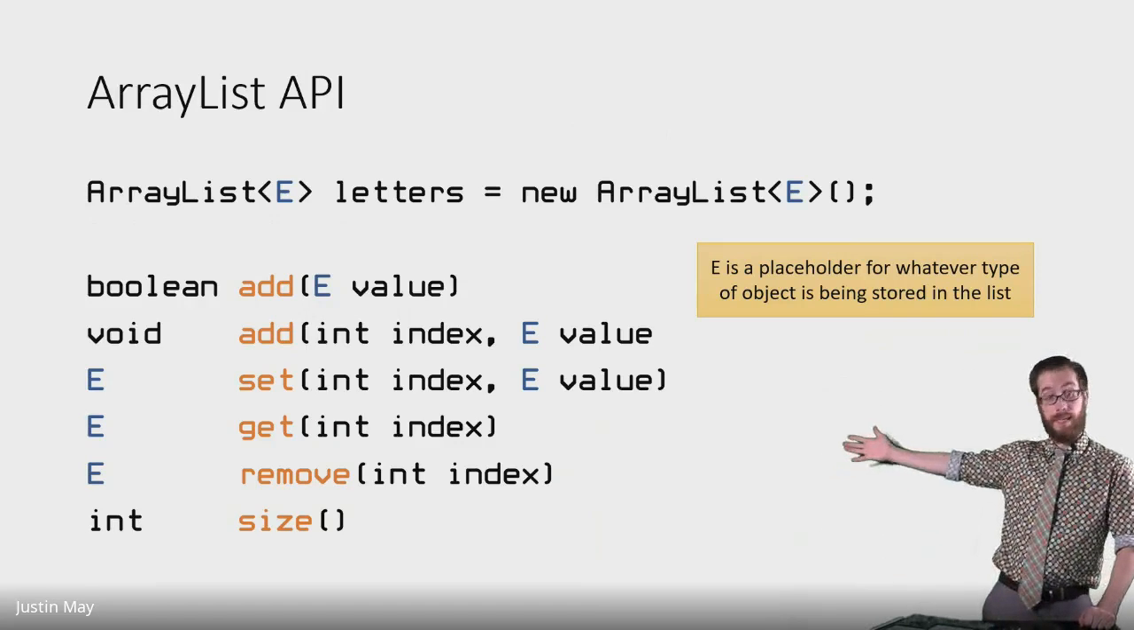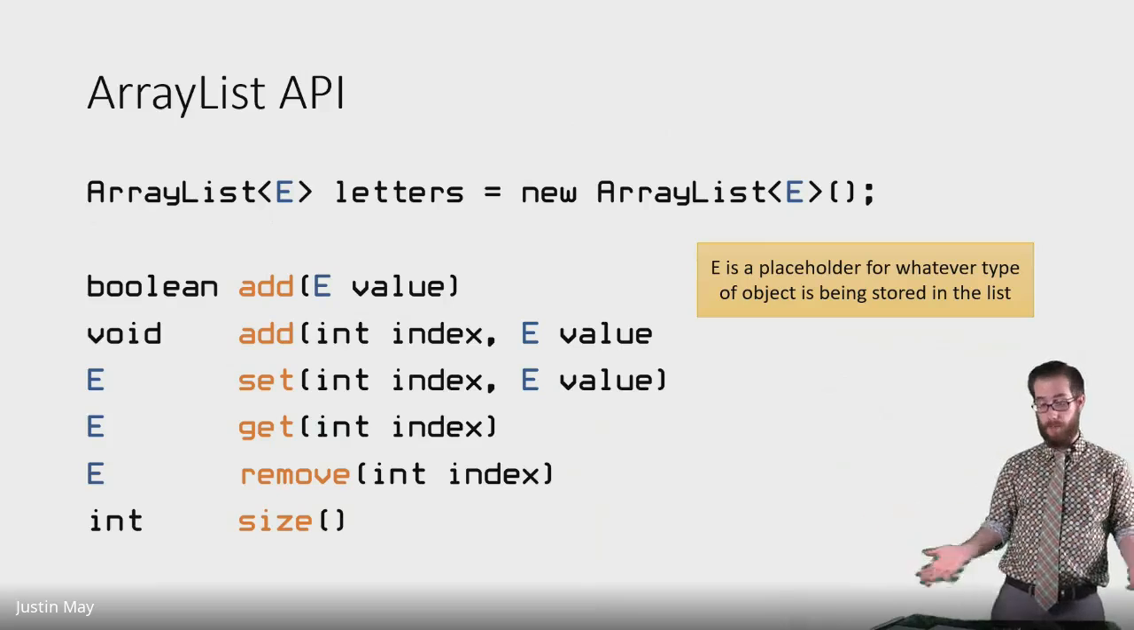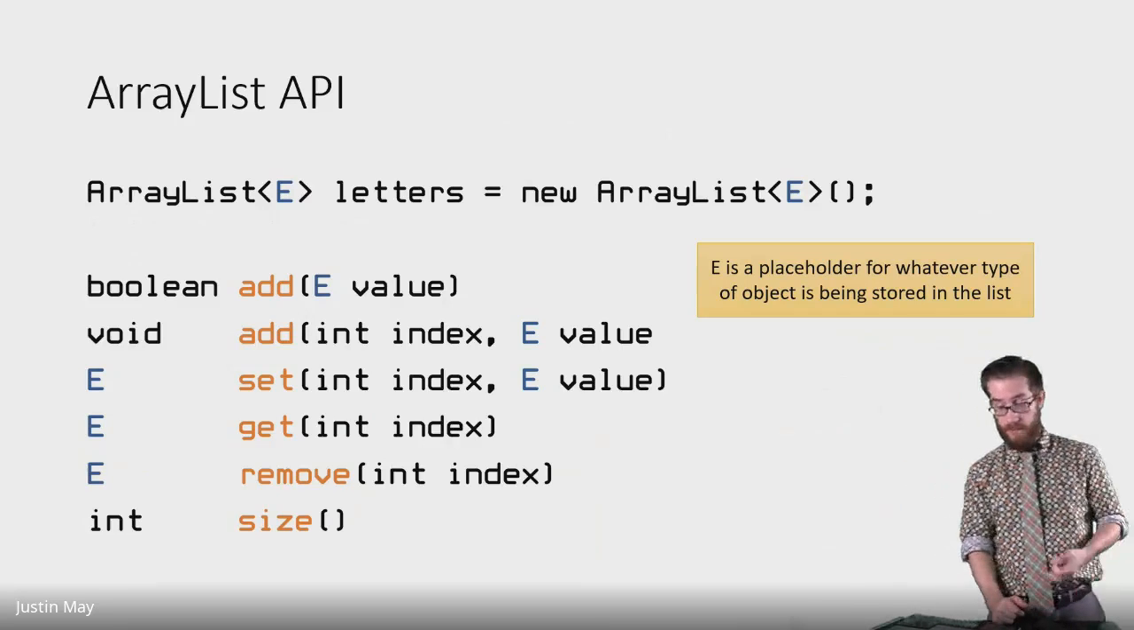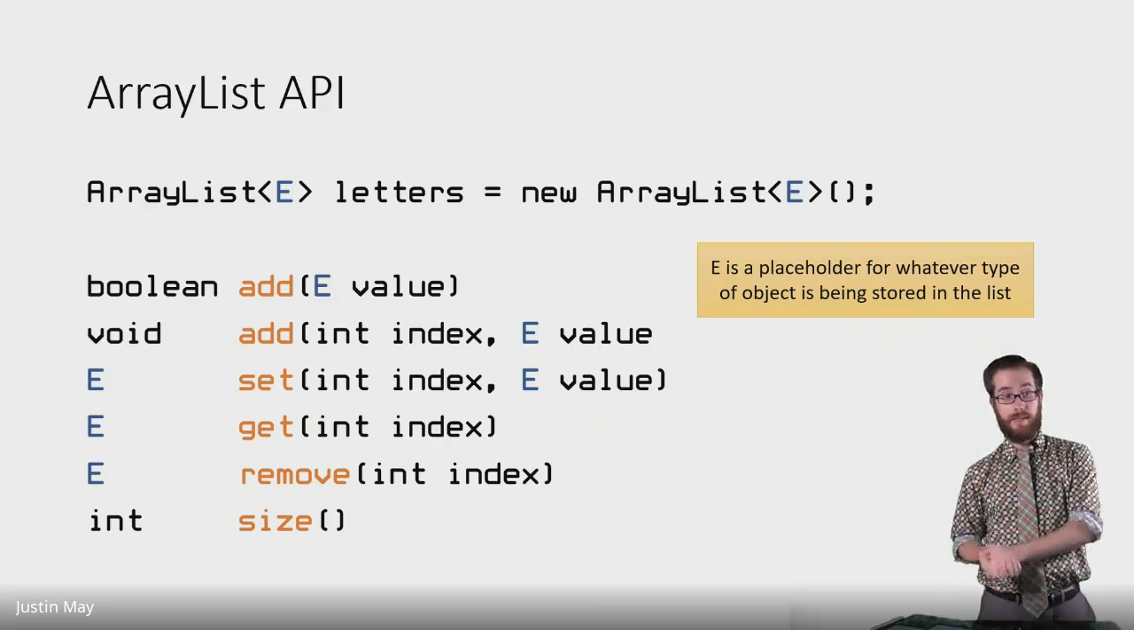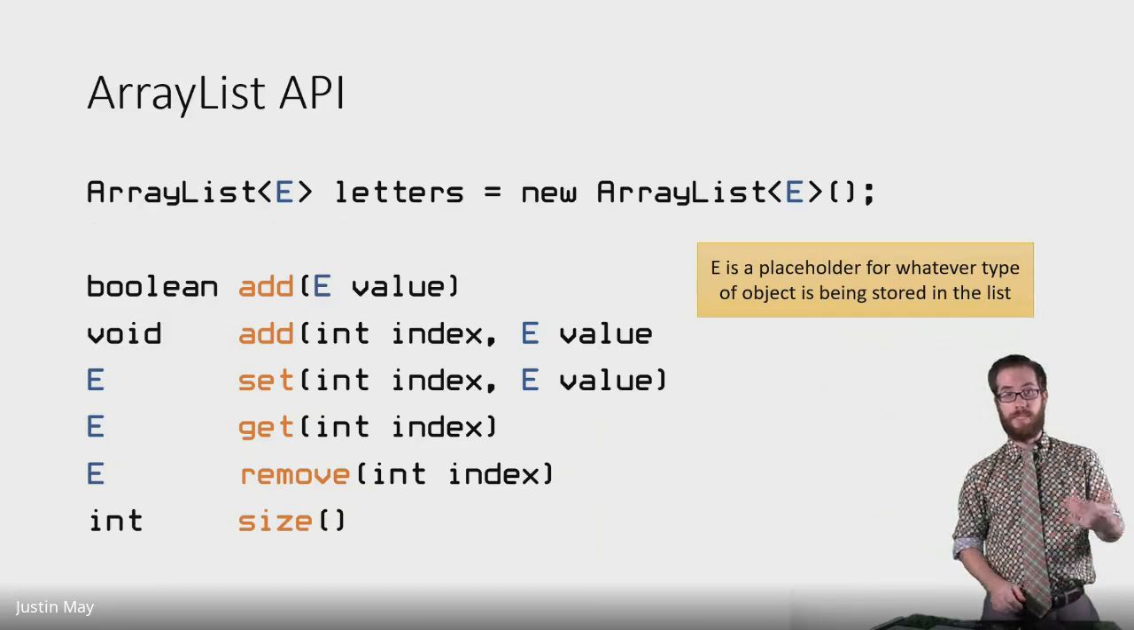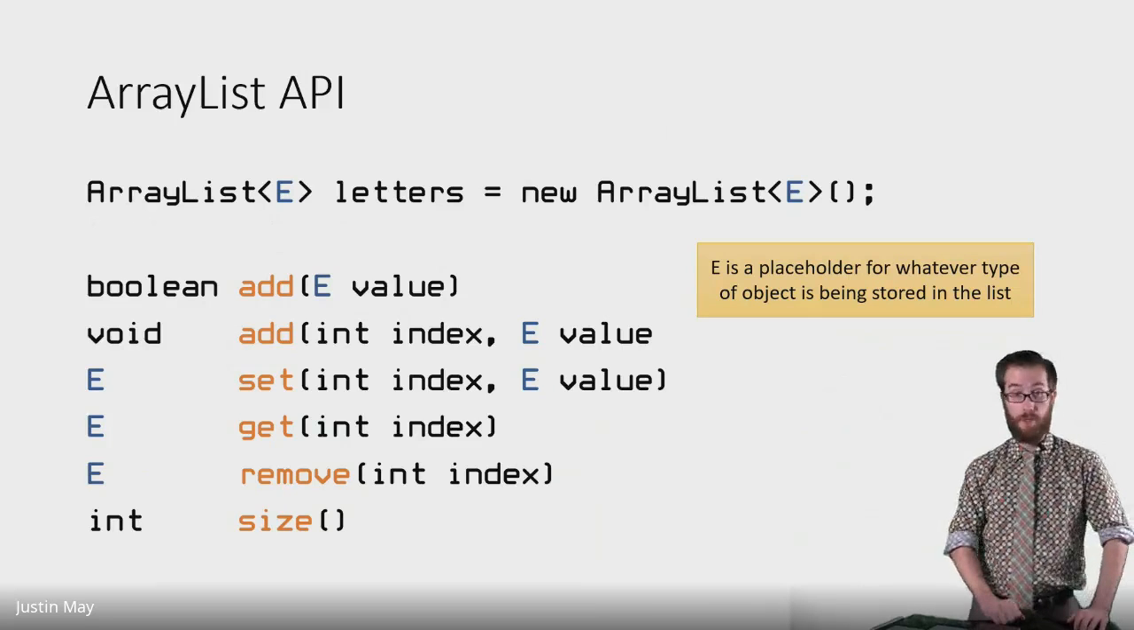Something to say about the indexes, and this is across the board whenever we talk about indexes, the first element in the list will be index 0, just like the first character in a string is index 0. We always start counting from 0 or indexing from 0 in computer science.